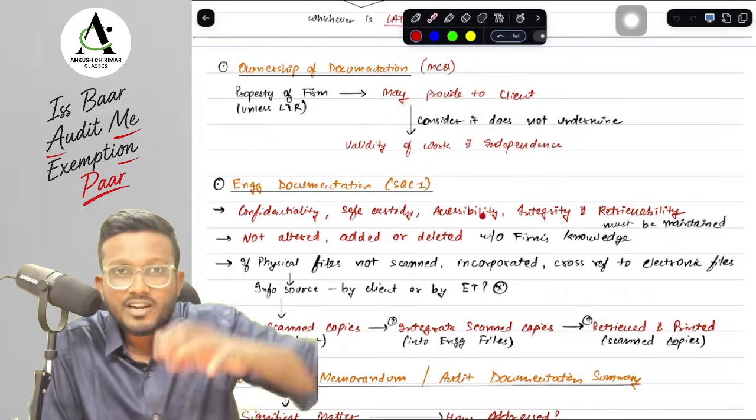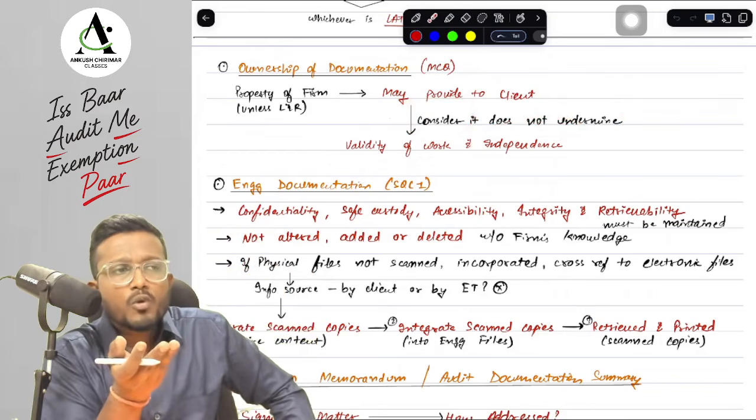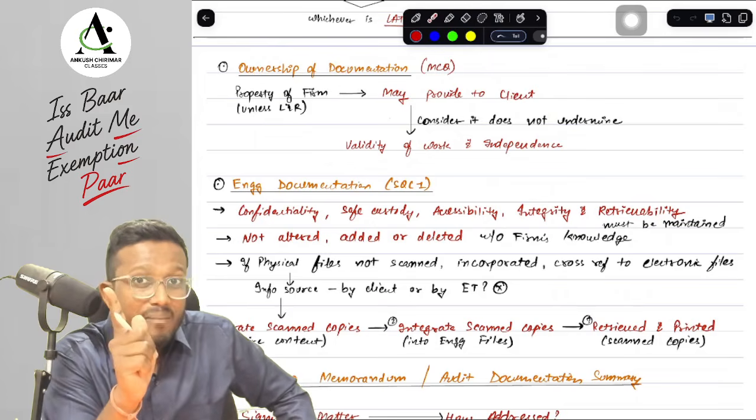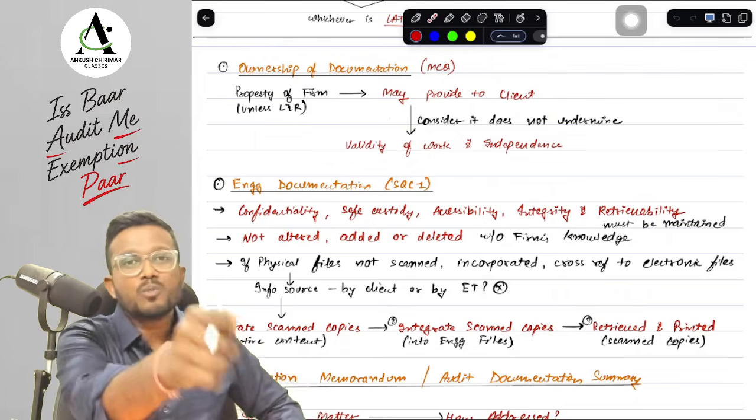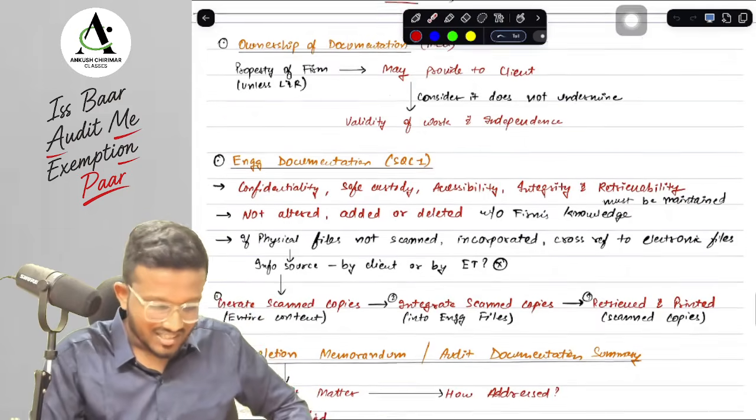Suppose I am giving my audit documentation to the client, and the client is saying, what work you have done? You have not done the work correctly. That should not have happened. You should consider that, and then only you should provide your working papers to the client. Okay, yes sir. Next is what, sir?